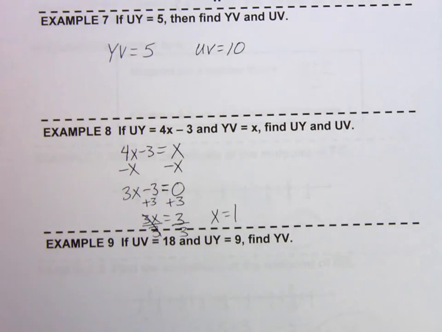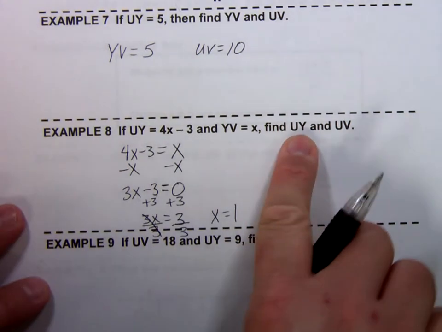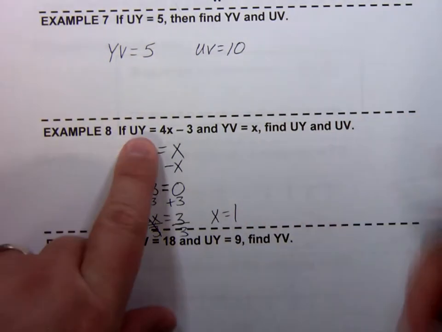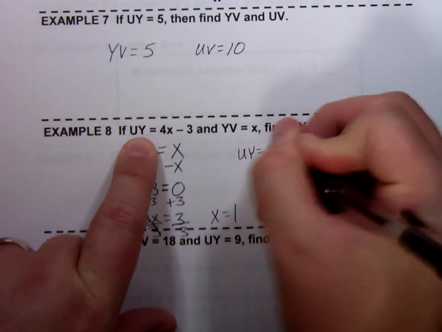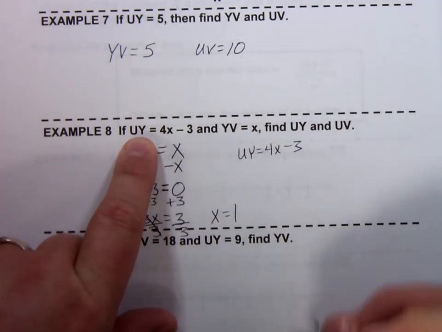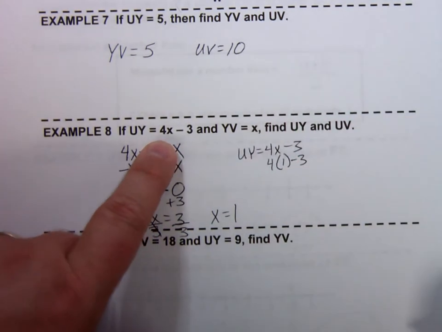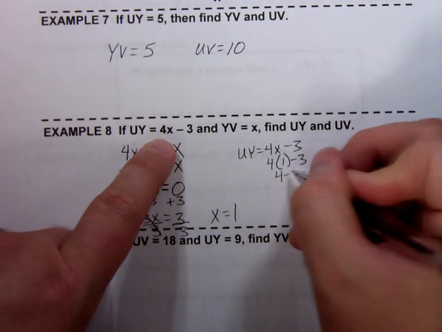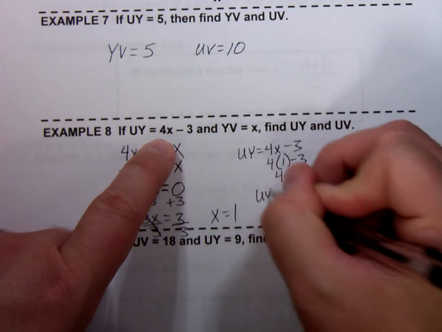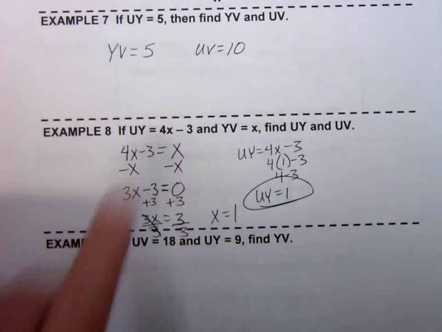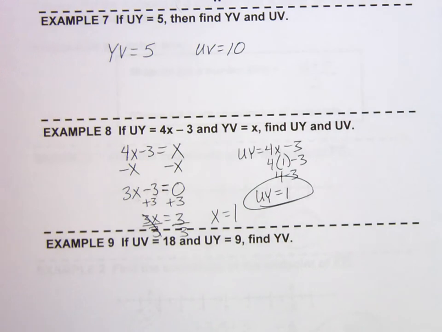Our goal was to find the distance from U to Y and the distance from U to V. Well, the distance from U to Y was 4x minus 3. So we substitute the 1 in for x. And when we do that, 4 times 1 is 4. 4 minus 3 is 1. So we actually find out the distance from U to Y is 1. So if you forgot to plug it in, you would have got extremely lucky on this problem. But we also need to find the distance from U to V.